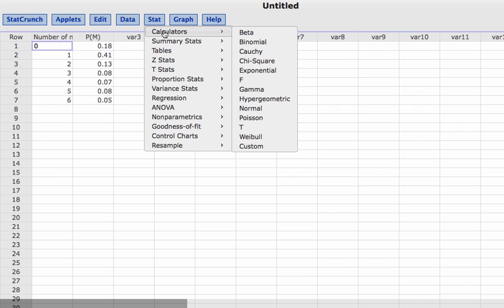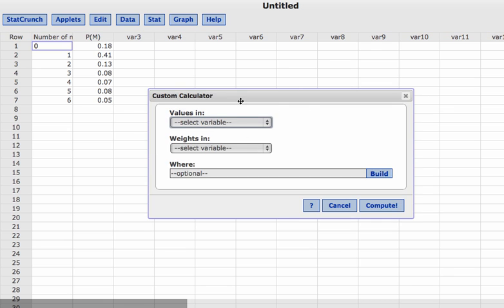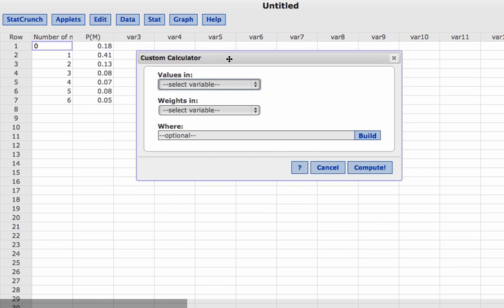Calculators, and we're going to be into some of these. Very shortly we'll be into the binomial calculator. Eventually we'll be into the normal calculator. But we want to use what's called a custom calculator, where we need to tell StatCrunch where our values are. The values in this case are the values for the random variable. So the random variable values or outcomes are in the number of medications.